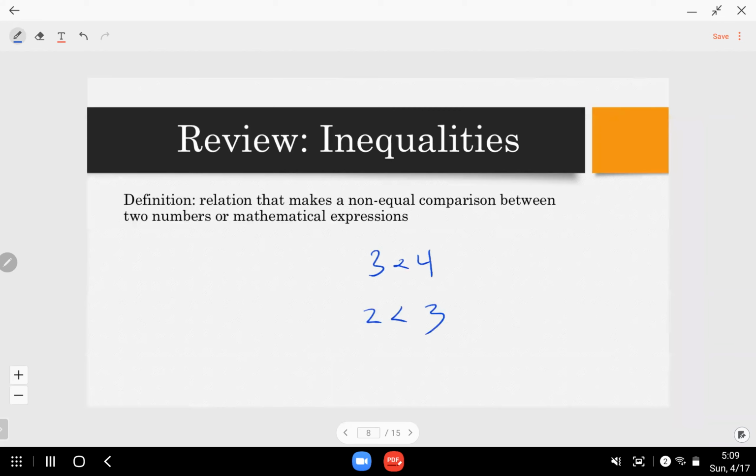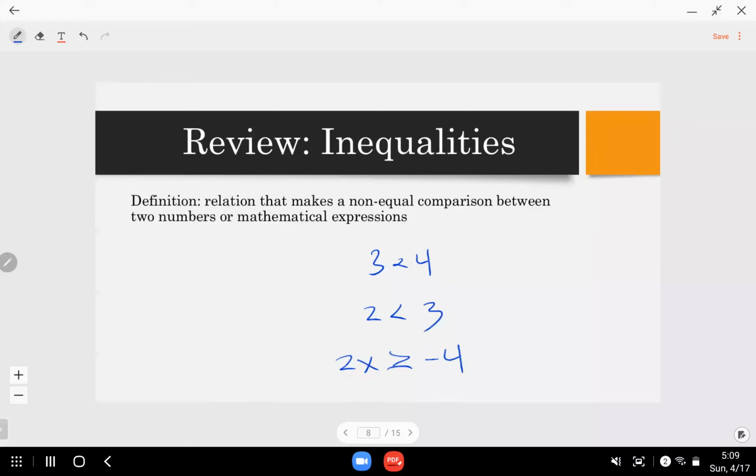And for algebraic inequalities, you can have 2x is greater than or equal to -4. As long as it's not an equal comparison, all right? It can be equal sometimes, like greater than or equal to, but it's still not an equal comparison, right?